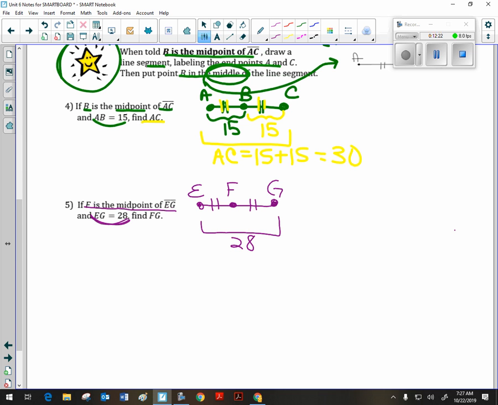And if EG is 28, and the two parts that make it up have to be equal to each other, and I'm asked to find one of those parts, I can take the 28 and divide by 2. So FG, what it is that we're looking for, will be 1/2 of the 28, which we know is going to be 14. The two parts have to be equal to each other.